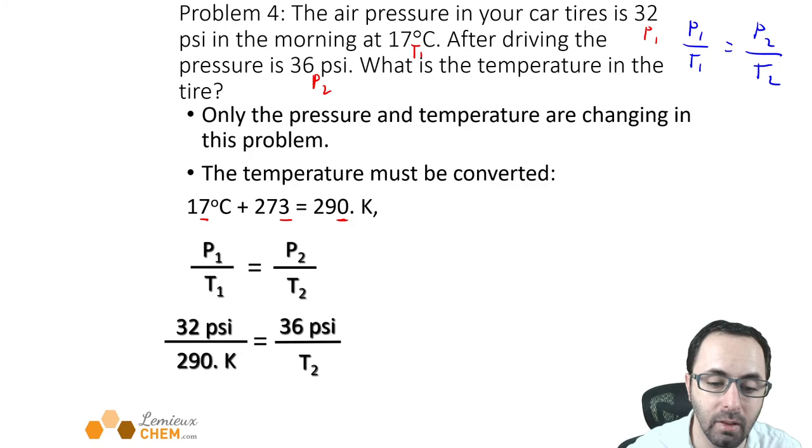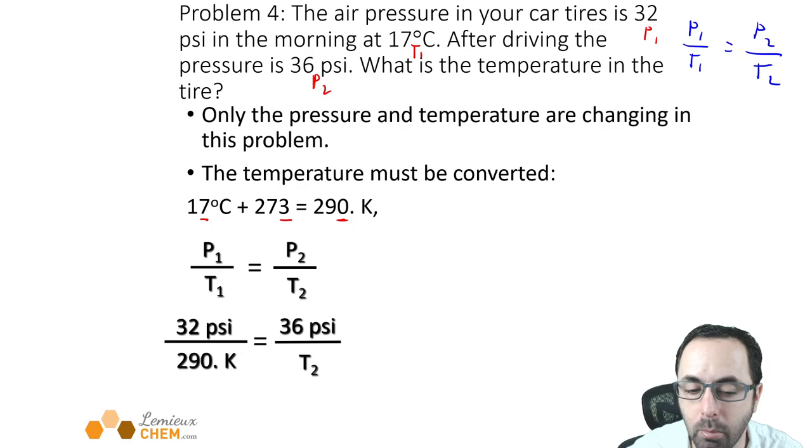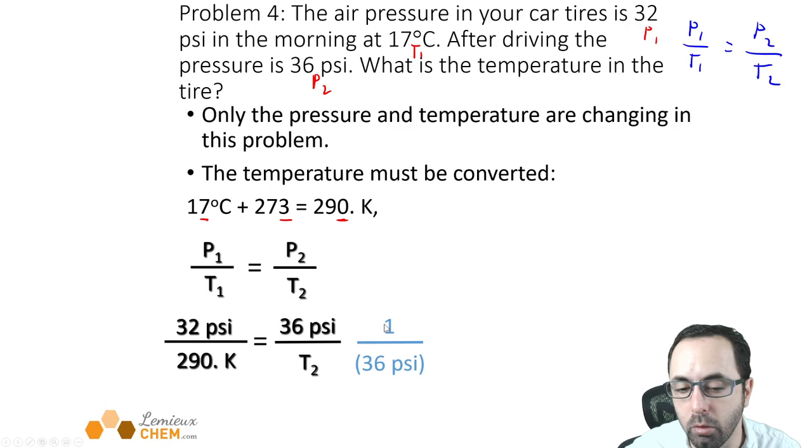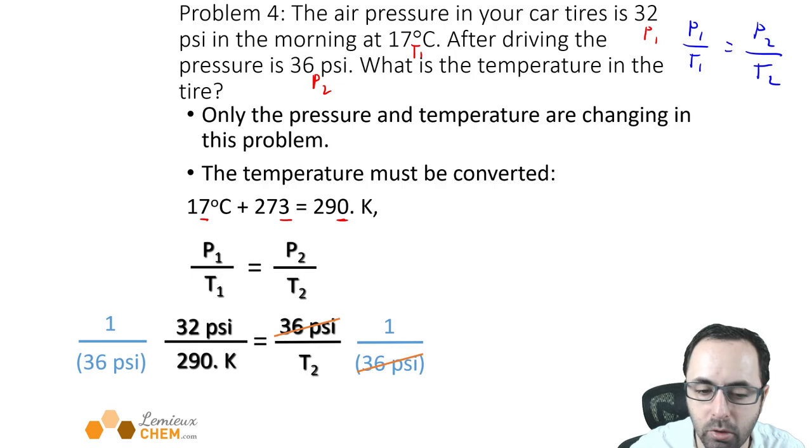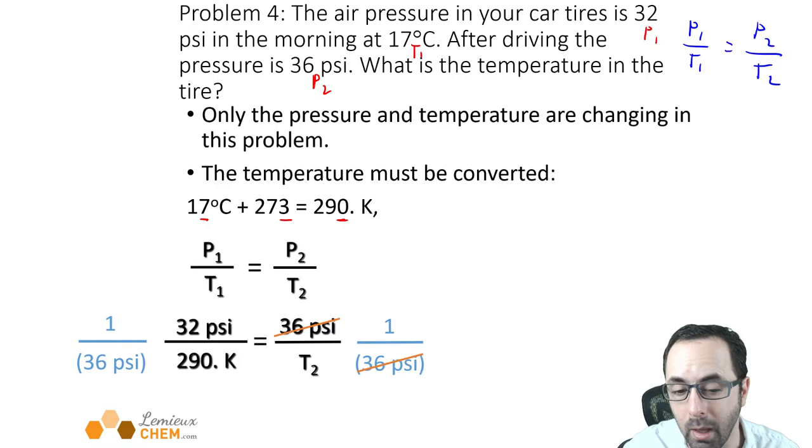So to get T2 by itself, what we're going to do is divide each side by 36 PSI. So I'm multiplying times 1 over 36 PSI, and I do that on the other side too. So that cancels my 36 PSI, but that does not leave me temperature 2. This is the mistake that many, many students make. This is not T2. This is 1 over T2.